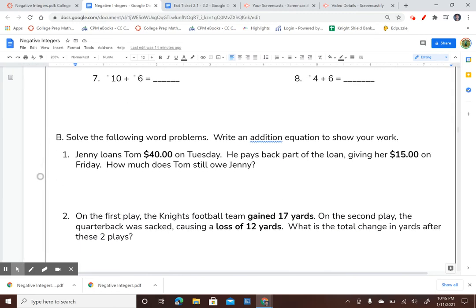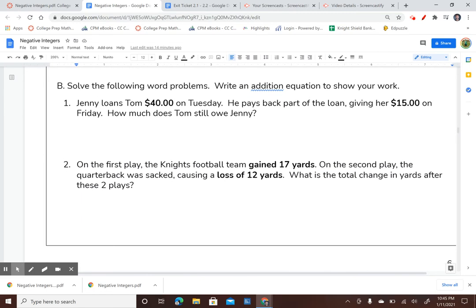And then as you drop down here to the real world problems, we're looking again at, let's say, problem 2. It says on the first play, the Knights football team gained 17 yards. So if I were to show a gain of 17 yards, how would I write that to start off my equation? Go ahead and use a positive 17.